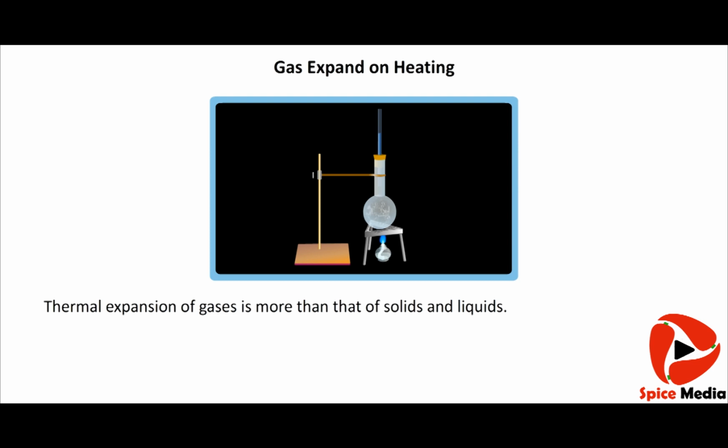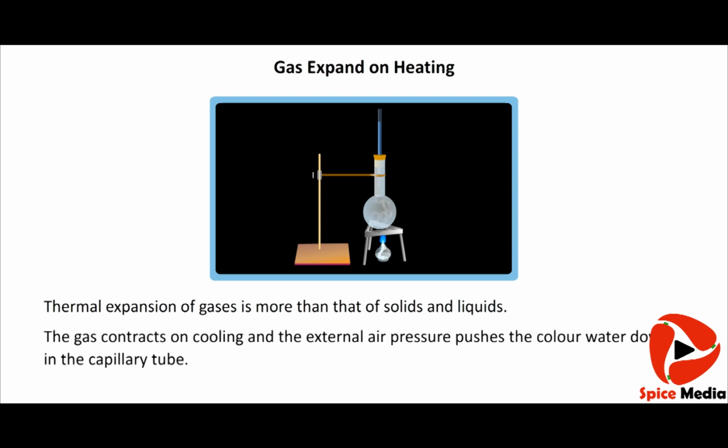The trapped colored liquid moves up when heated and moves down when cooled, because the air inside the round-bottomed flask expands on heating and pushes the colored liquid up, and when cooled, the gas contracts and the external air pressure pushes the colored water down in the capillary tube. Gas expands more when compared to liquids, neglecting the expansion of the container.